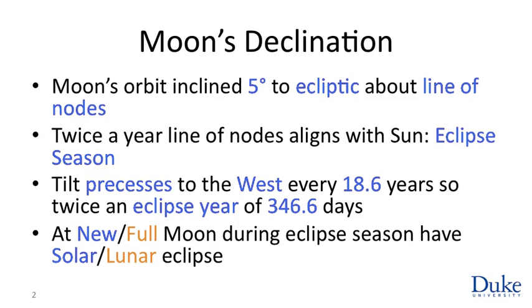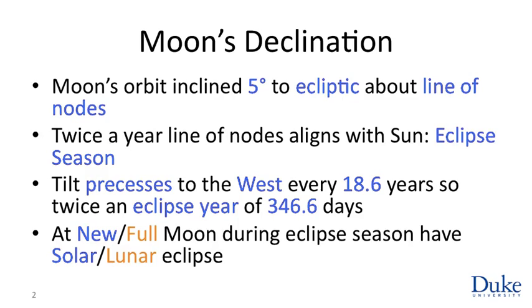In fact, like everything else that is tilted, the line of nodes wobbles. In other words, the tilt between the moon's orbit and the ecliptic is always 5 degrees, but its orientation wobbles, and as is the case with the Earth, it actually wobbles to the west because it is orbiting to the east. And so the tilt precesses to the west very slowly, once every 18.6 years or so.